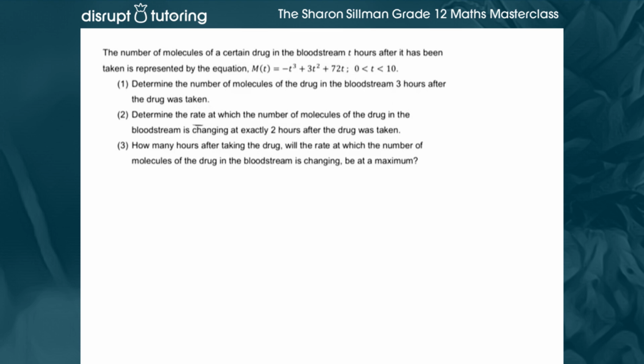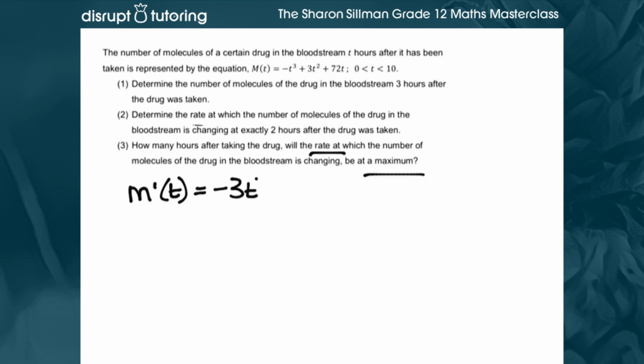Let's look at the third and final part. How many hours, so that means we must be solving for t, how many hours after taking the drug will the rate at which the number of molecules of the drug in the bloodstream is changing be at a maximum? So important words here, rate and maximum. We know that to find the maximum, we always need to find the derivative, make it equal to 0 and solve. However, note that the maximum of the rate has been asked, not the maximum of the original function, the maximum of the rate.